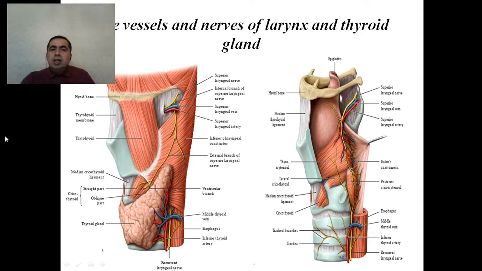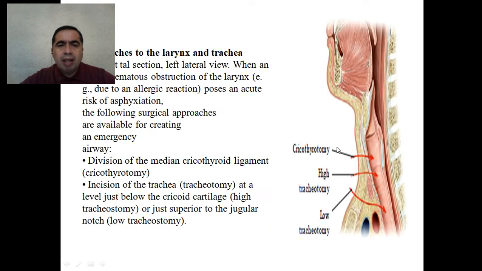The vessels and the nerves of the larynx and thyroid gland, which I have explained before, you are looking at again: the superior laryngeal nerve. The vessels of the same name together pierce the thyroid membrane and pass into the larynx. It's the external branch which passes only to the cricothyroid muscle, no other muscles; just the superior laryngeal nerve innervates the cricothyroid muscle. Here this muscle is cut, and you are looking at the larynx from inside.